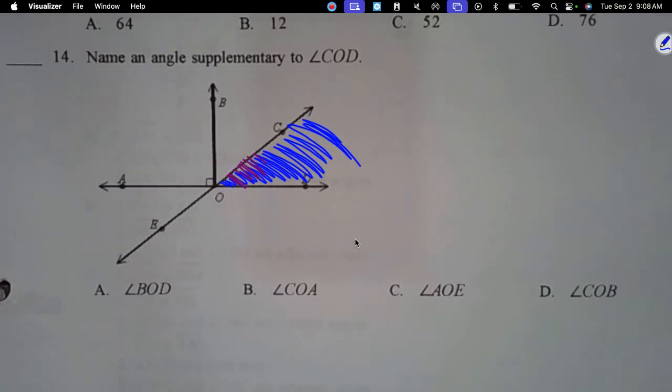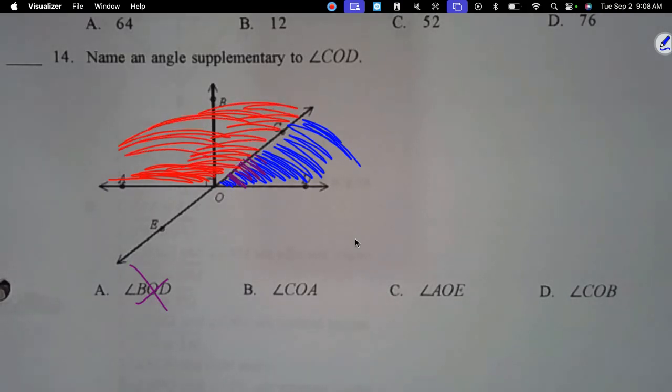Okay. Then let's look at COA. COA, I don't want to use blue, I'll use red. COA is this angle, right? Does this one make a straight line with the blue? From here all the way to there, it's a straight line. So it's COA. Does that make sense, y'all?